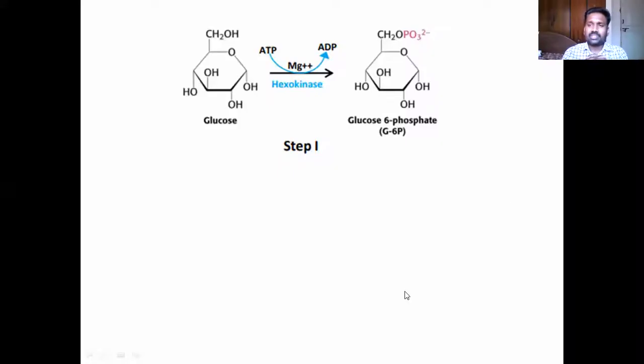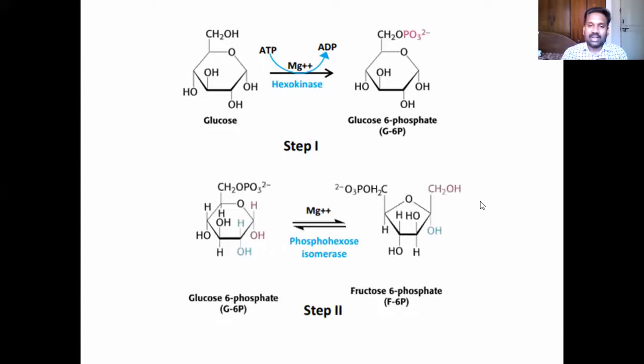Glycolysis. So in the previous class, we saw step 1, where the glucose is phosphorylated at the 6th position to obtain glucose 6-phosphate. And because of phosphorylation, one ATP molecule is used, actually is consumed in the first step itself. The second step of glycolysis is this. Glucose 6-phosphate is isomerized to fructose 6-phosphate.